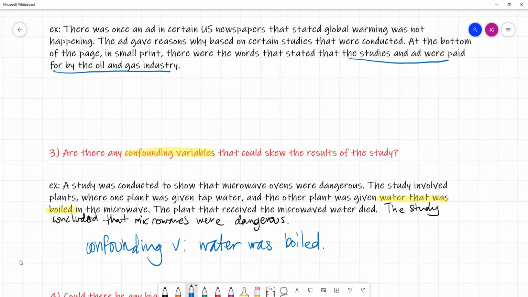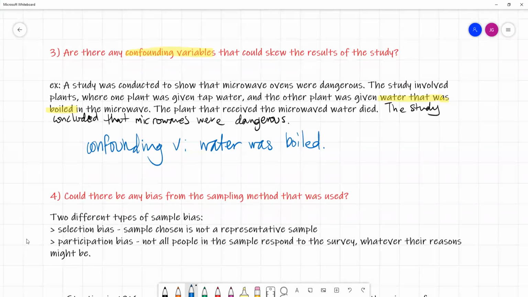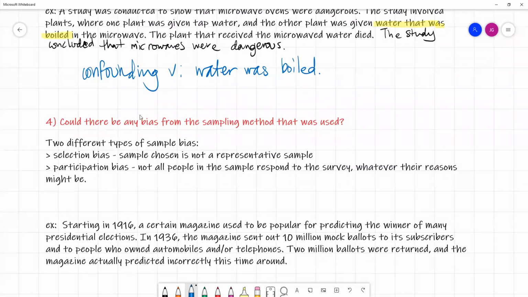killed your plant, okay? And now the last guideline for this video: could there be any bias from the sampling method? So here, instead of highlighting a word, a better way to summarize the fourth guideline is sample bias. Okay, so sample bias is the highlight from number 4. And there's 2 different types of sample bias we can encounter. We can encounter selection bias, which means that the sample that you chose is not a representative sample.